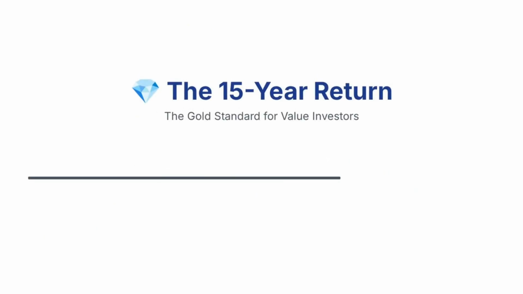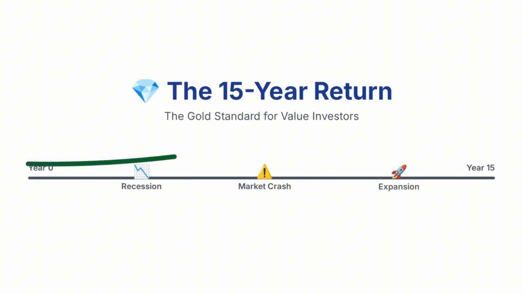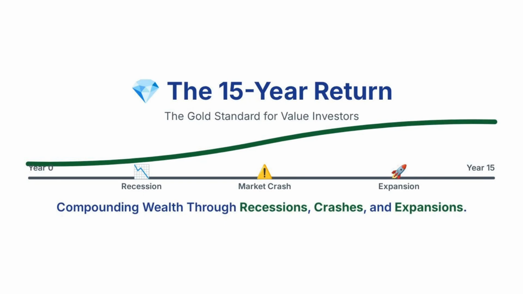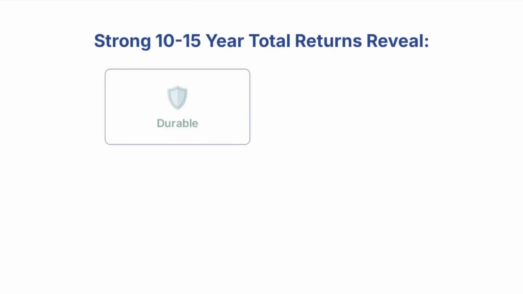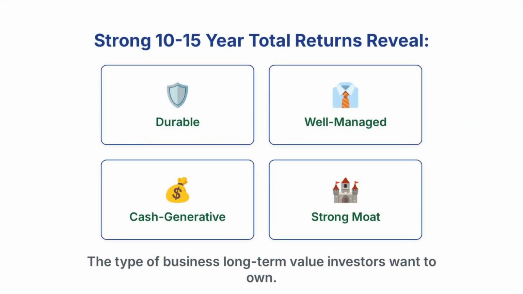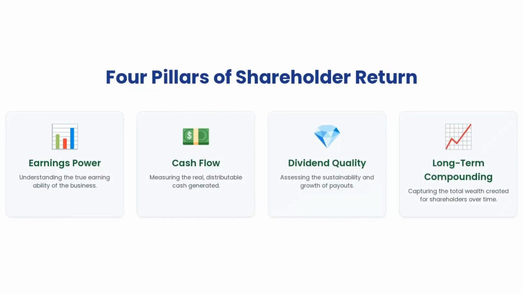A 15-year return is the gold standard for value investors. It reveals whether the business compounded wealth through recessions, market crashes, and expansions. A company with strong 10 to 15-year total returns is almost always durable, well managed, cash generative, and protected by a strong moat. This is exactly the type of business long term value investors want to own. These metrics help value investors understand earnings power, cash flow, dividend quality, and long term compounding.